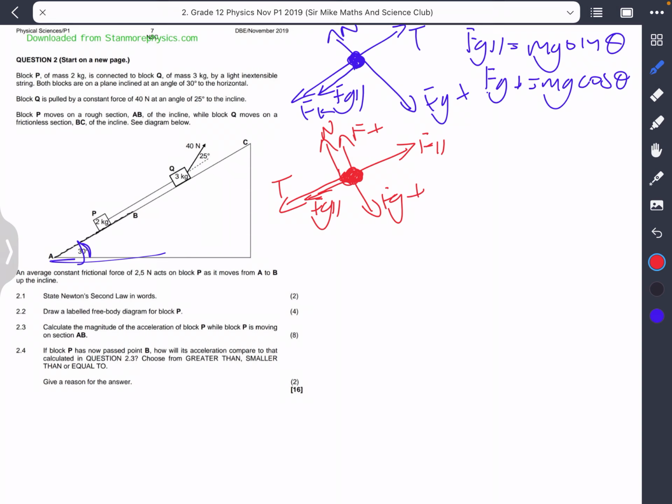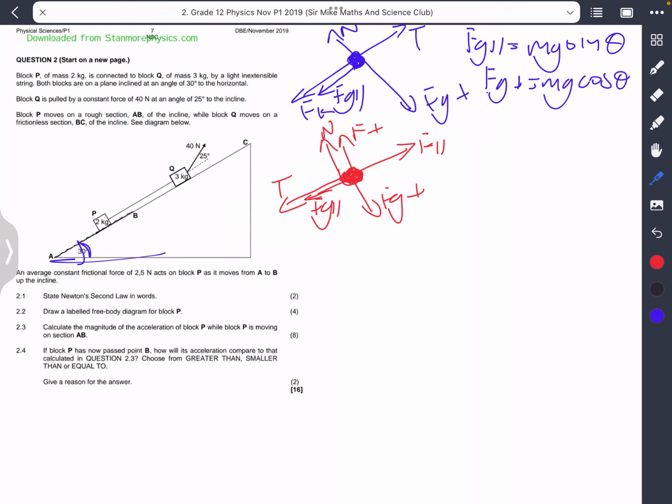Another thing that you must note is that whatever tension you would find using block Q would also be the same tension that you would find using block P. So I'm going to try to find my acceleration using block Q and see what I can find. Remember that our block would be accelerating in this dimension that we have here.